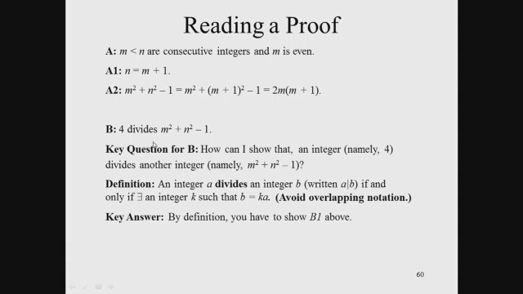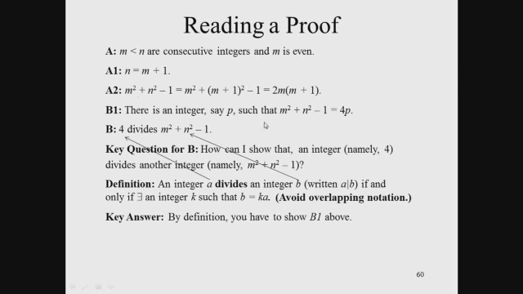Okay, so let's go back to the key question. How can I show that an integer divides another integer? We need to match up notation here. Match A to who? 4, and B to m squared plus n squared minus 1. And now the answer is I have to show that there is an integer, say p, such that m squared plus n squared minus 1 equals 4p. So let's look at B1. If B1 is true, then B is true. So now I can focus my attention on B1.